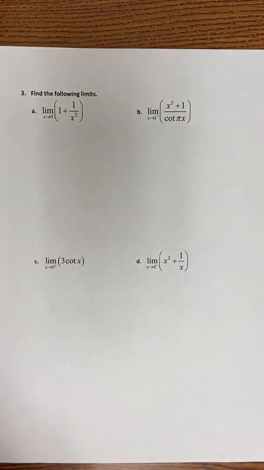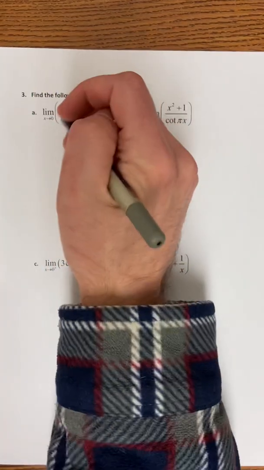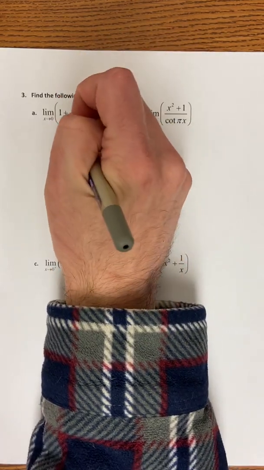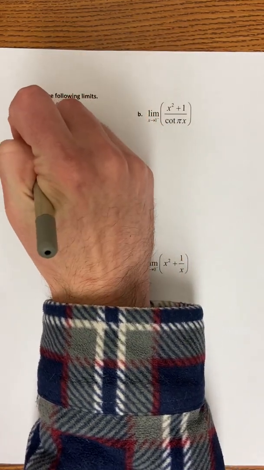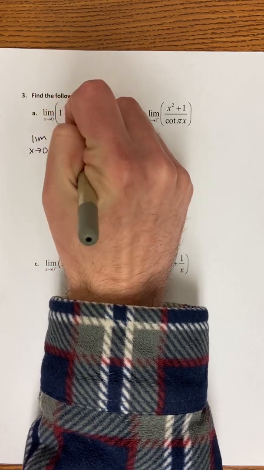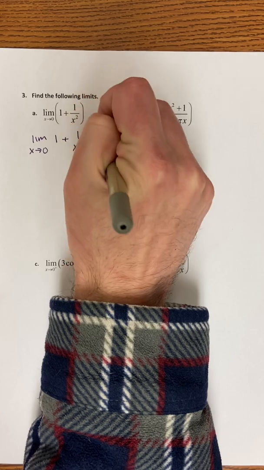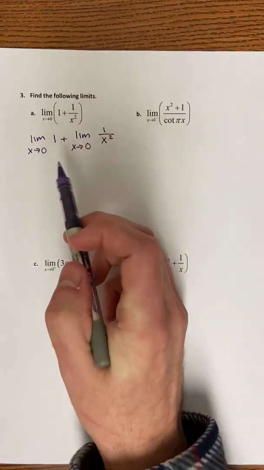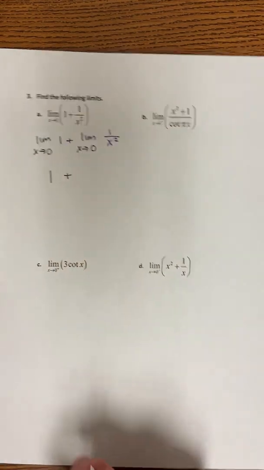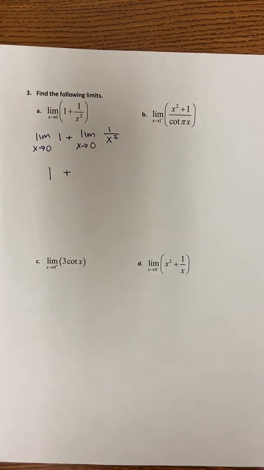So the limit as x approaches 0 of 1 plus 1 over x squared. So what do we know about 1 plus 1 over x squared? This is the same as the limit as x approaches 0 of 1 plus the limit as x approaches 0 of 1 over x squared. Now we know for a constant, the limit is just 1. But what happens as x approaches 0 for 1 over x squared?